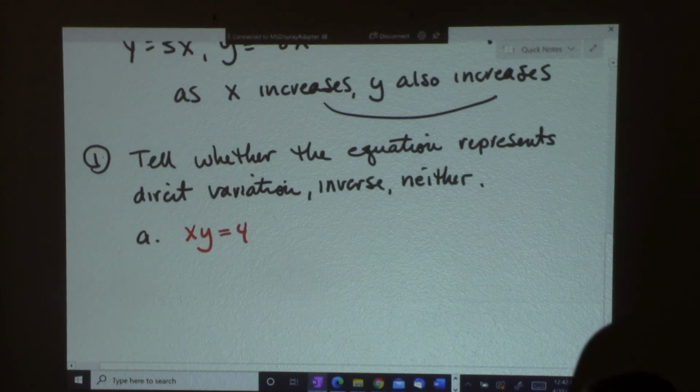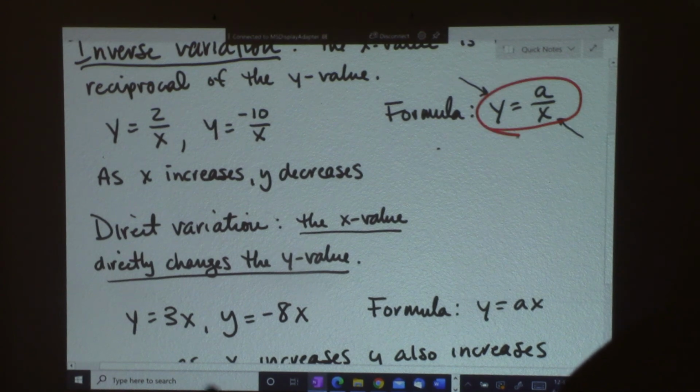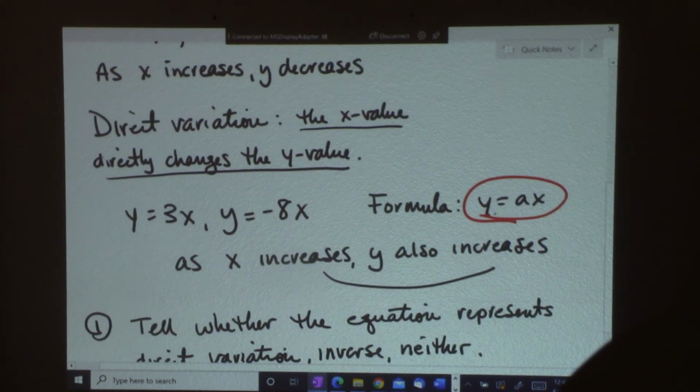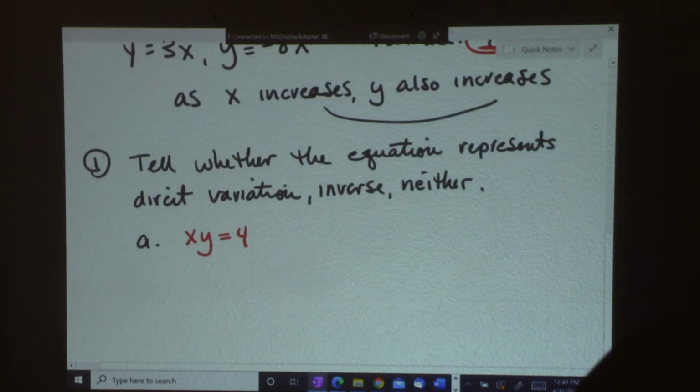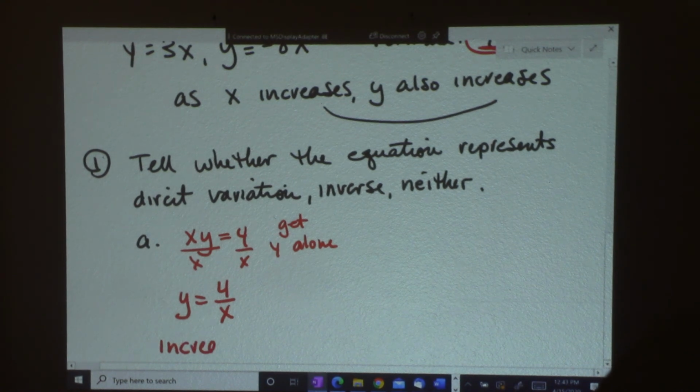XY equals 4. Well, that doesn't fit either of our formulas. And in both of our formulas, you have y equals something. Y is alone. Do you see that? Y is by itself. So, I want to get y alone. And how would I do that? I divide by x. So then I end up with y equals 4 over x. And that is an inverse relationship. So that's what we would write underneath. It looks just like our formula.